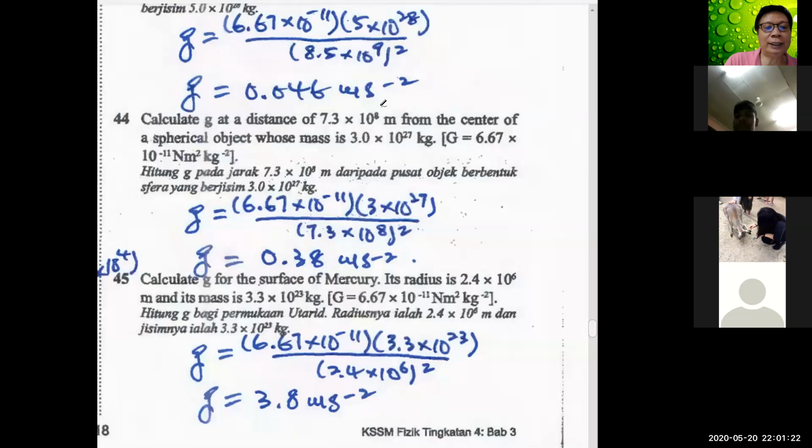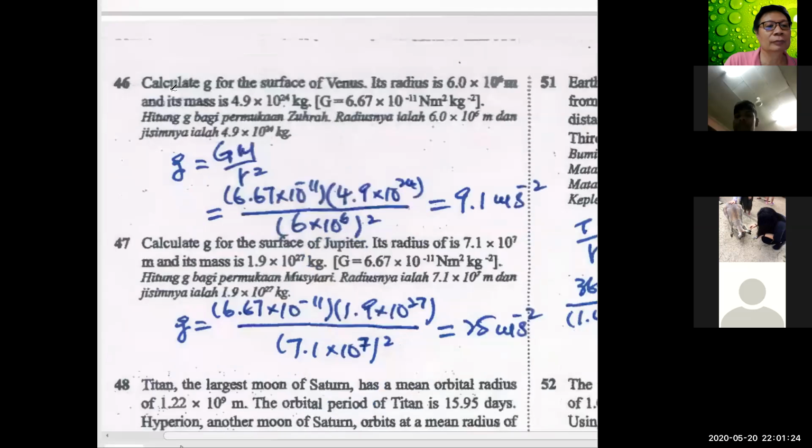Okay, 46 still the same. Calculate the gravitational acceleration. Same lah. Just put all this value inside, calculate. Okay, all the same. Now you can copy first. Later on, you take out your calculator, go and practice.